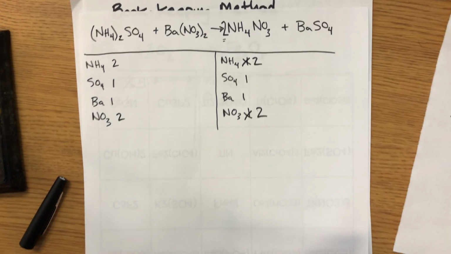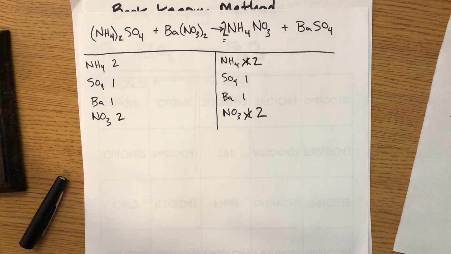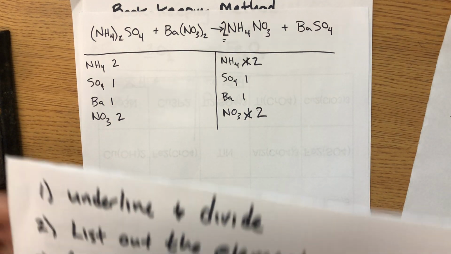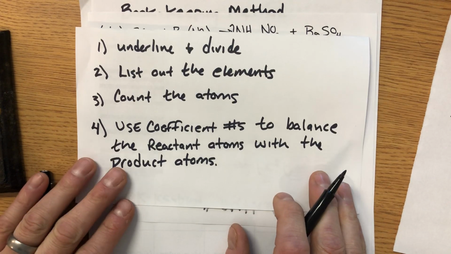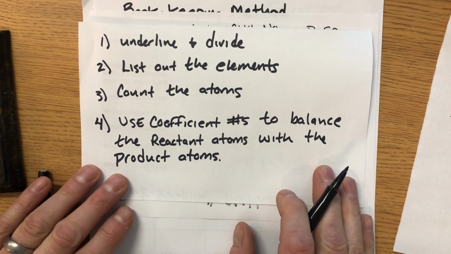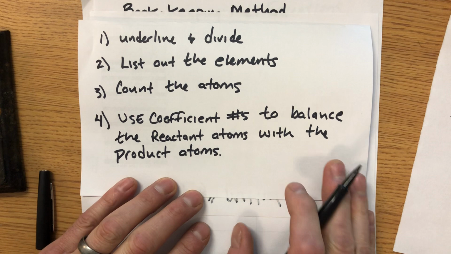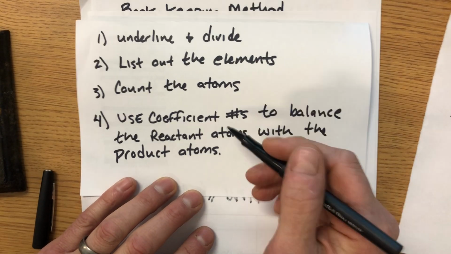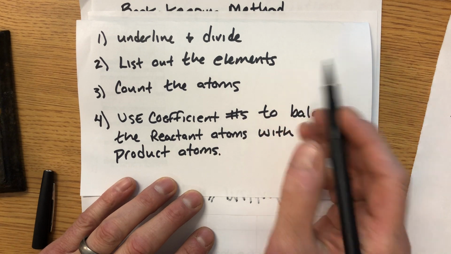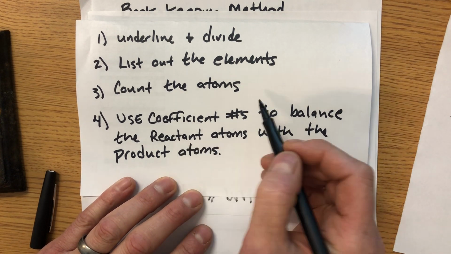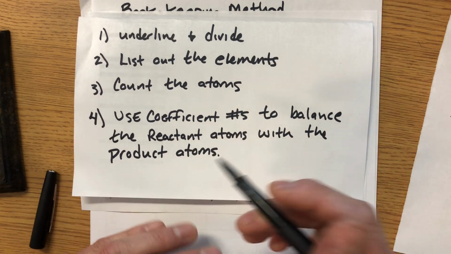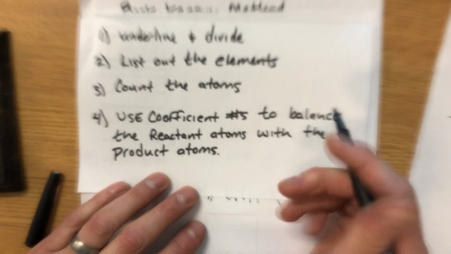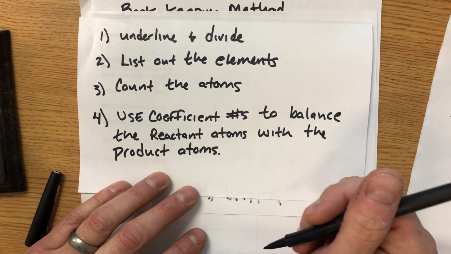So if I were going to outline the way that this should go from a procedural standpoint, I would just follow these steps. Underline the reaction, divide it up with the line, list out the elements that are present, or the polyatomic ions if they're present, count up the atoms in that initial count, and then use coefficient numbers to balance reactants with products.